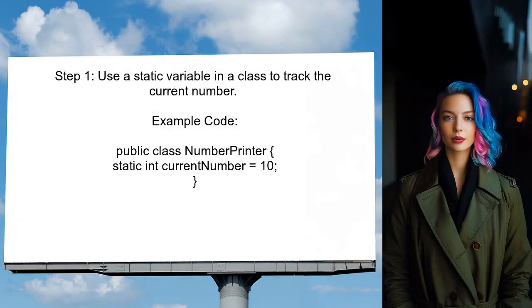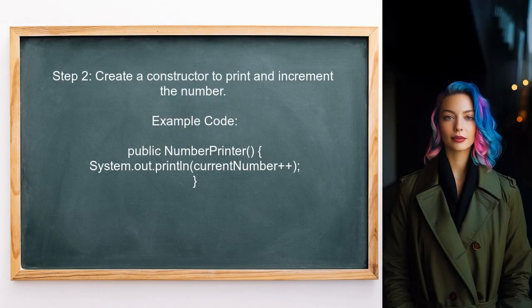To begin solving this challenge, the user can utilize a static variable within a class to keep track of the current number. This approach avoids using loops or conditions. Next, the user should create a constructor in the class that prints the current number and increments it. This will allow the user to print numbers sequentially without any conditions.